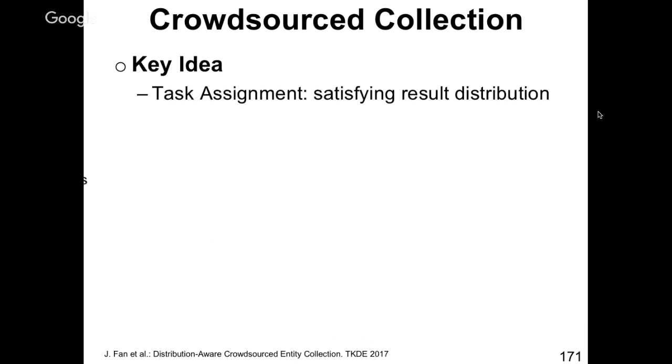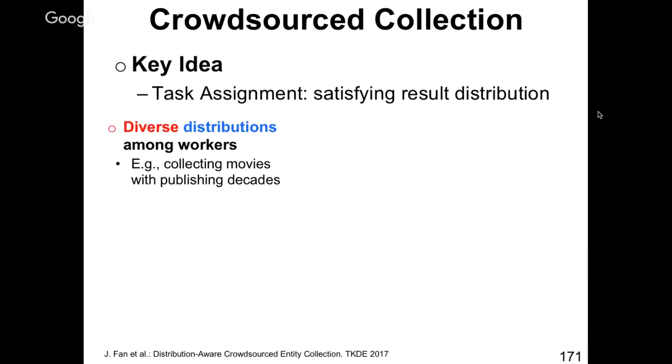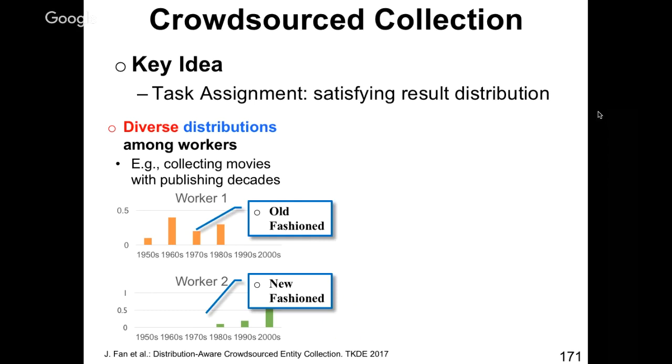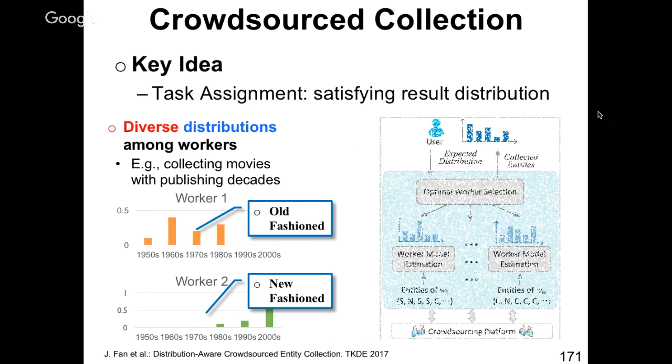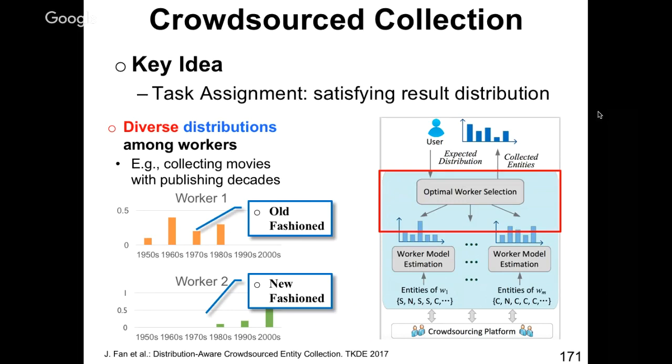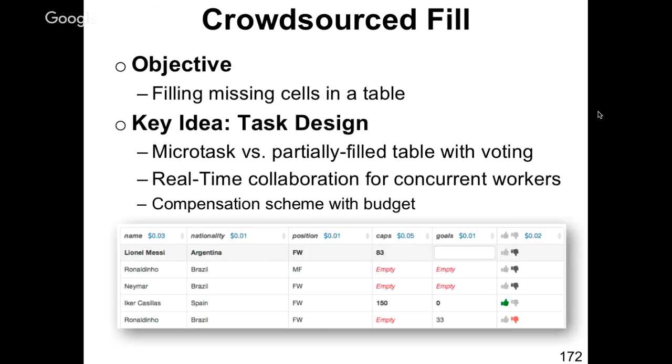In the cross-source collections, there are also task assignment techniques. The idea is we want to select some workers satisfying some result distributions. This work is based on the observation that the workers may have diverse distributions about the entities they are contributing. Some workers may give me some old-fashioned things, while other workers may give me some new-fashioned things. So it's quite beneficial if we can estimate the workers' underlying distribution and select the workers optimally to improve the performance. And that is the operator for fill.